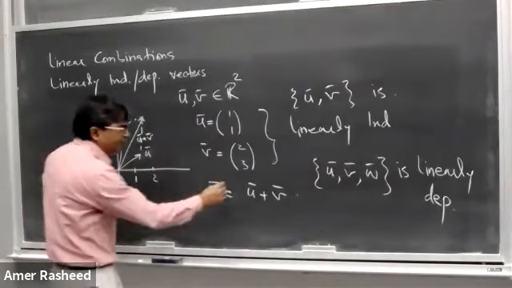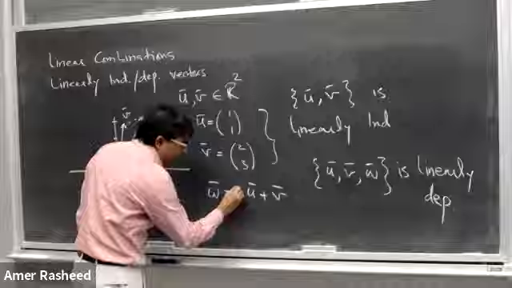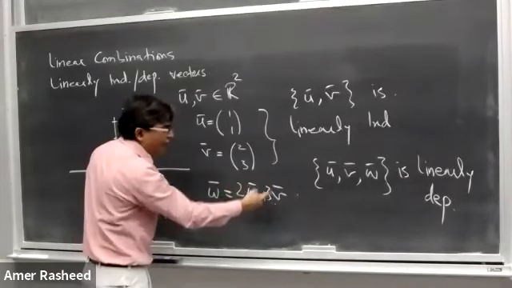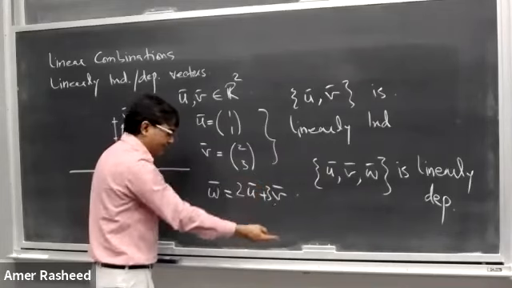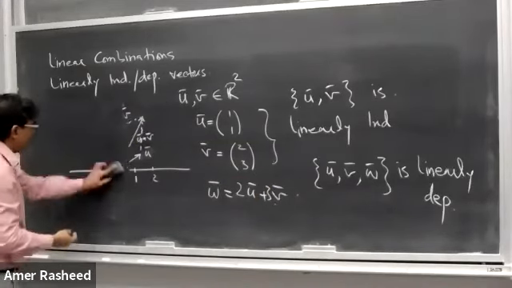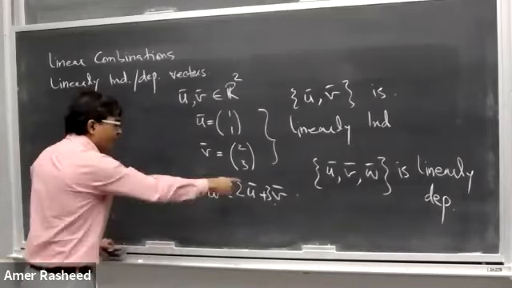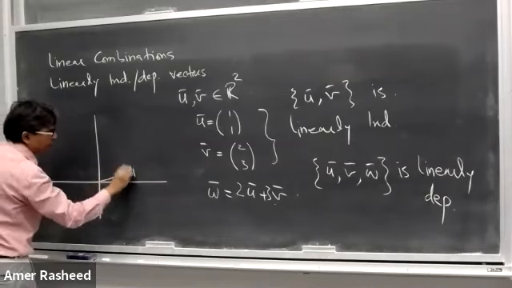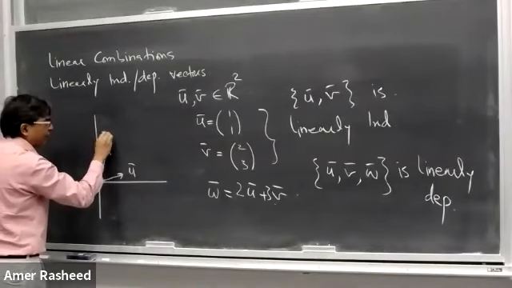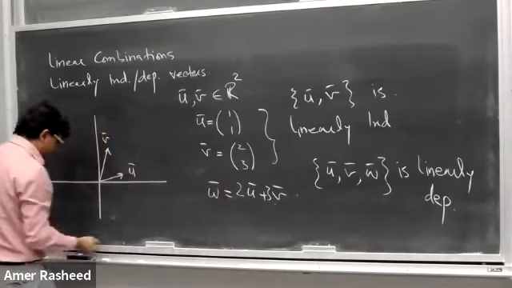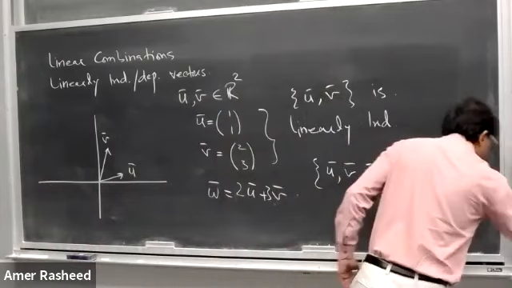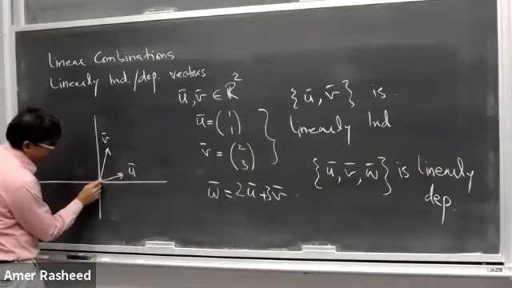Similarly, we can scale up these vectors. We can put a constant here, 2 times, 3 times. Now, this is again W, the sum of scalar multiples of U and V. So if we look at the graph of this thing, if we have U, this one, and V, this one, okay? Now, 2U is the double of U. Let me change the color here.